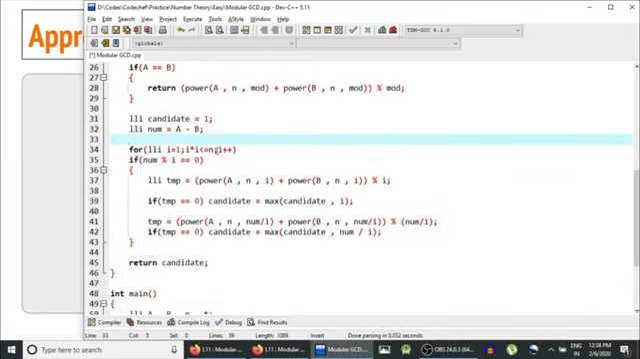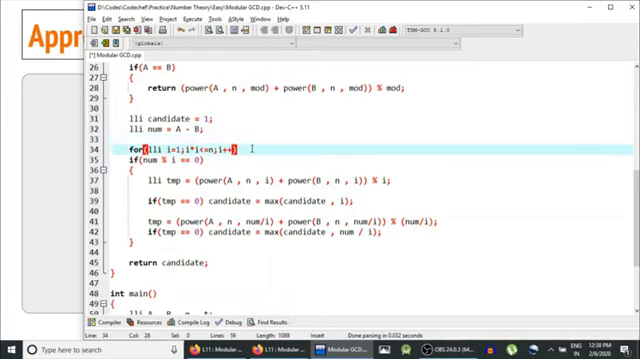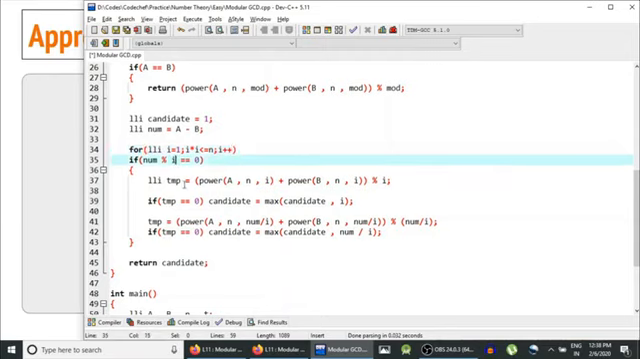What we are doing here, from 1 to square root of n we are going, because we know till square root of n we can find all the divisors of n. So if num is divisible by I, which means we have to test for a raised to power n plus b raised to power n modulo I. That is what we are doing here. If temp comes out to be 0, which means I divides both the numbers num and a raised to power n plus b raised to power n. So we would update candidate to be max of candidate comma I.